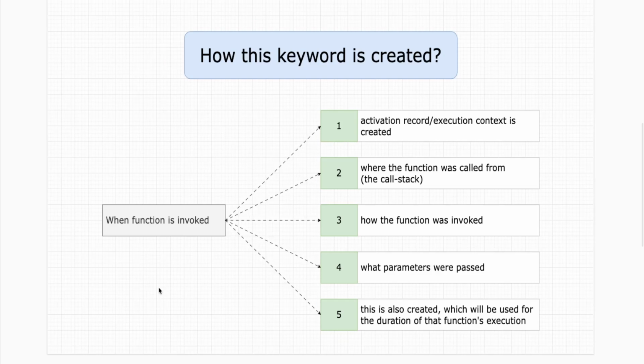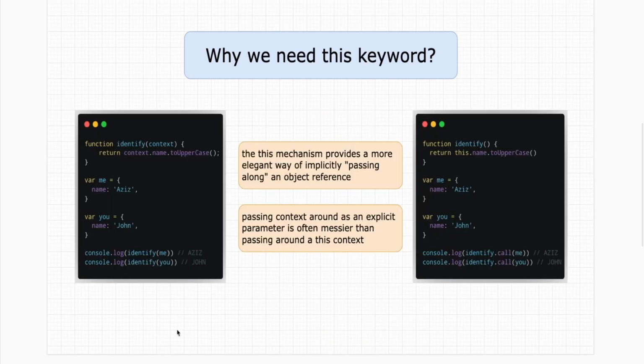So now we know what this keyword actually is and how this keyword is created. Now let's move on to the next slide. Here we will answer the simple question of why we even need this keyword. Can't we write JavaScript code without this keyword? The answer is absolutely yes. We can write JavaScript code without this keyword, but this keyword has amazing significance.